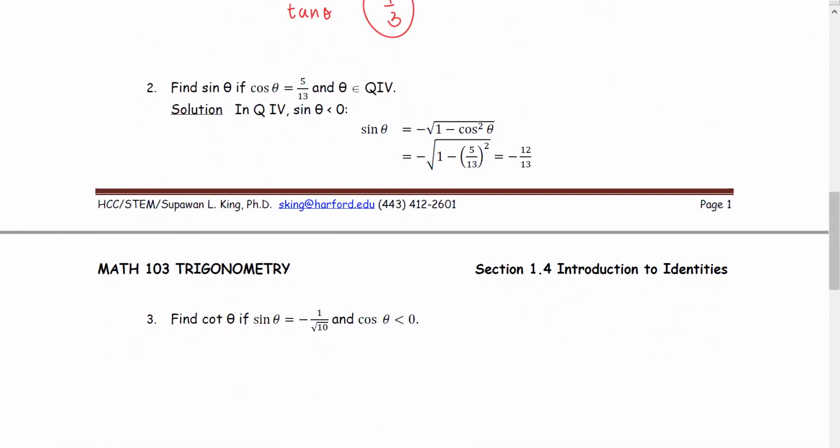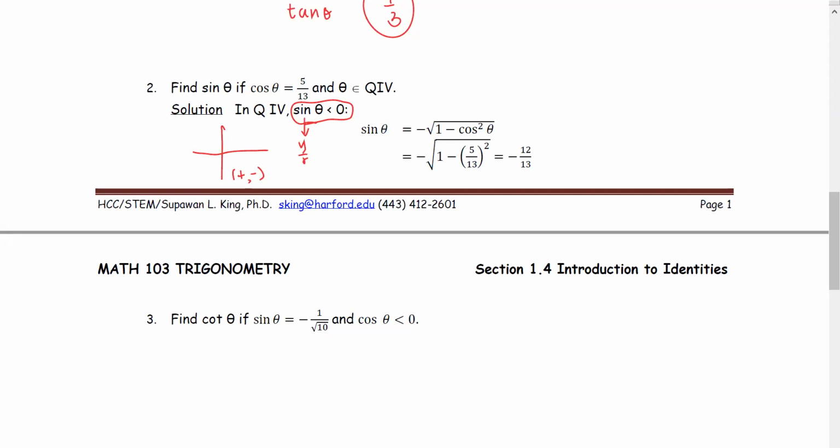For number 2, find sine theta if cosine theta is 5 over 13 and theta is located in quadrant number 4. In quadrant number 4, we know sine is less than 0. From the ordered pair located in quadrant 4, x is positive, y is negative, and the sine theta is y over r. R is always positive, therefore y will be negative in quadrant 4.